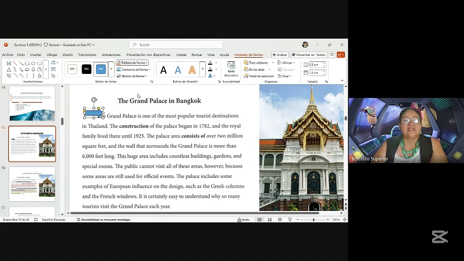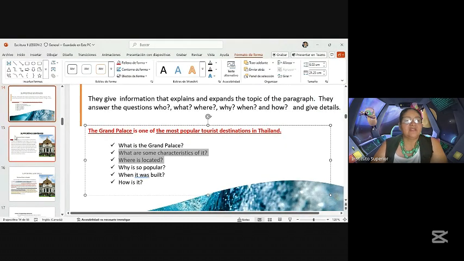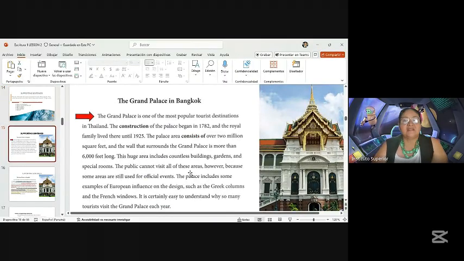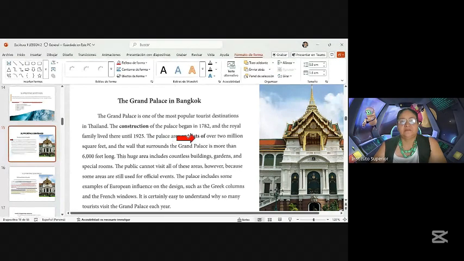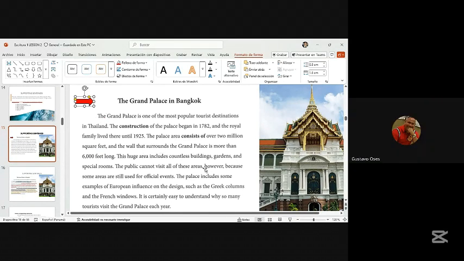Here is one of the most popular destinations in Thailand. Okay, we have another question. What are some characteristics of this? Some characteristics. This huge area includes countless buildings, gardens, and special rooms. What else? Consists of over 2 million square feet.